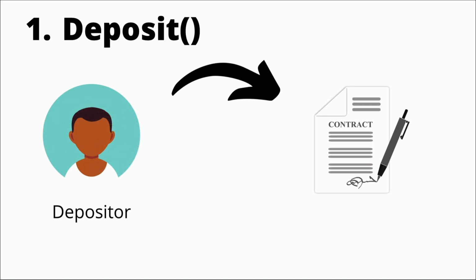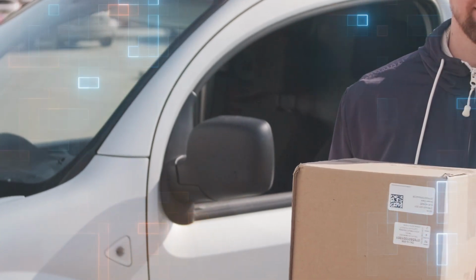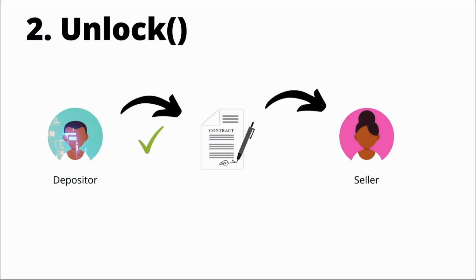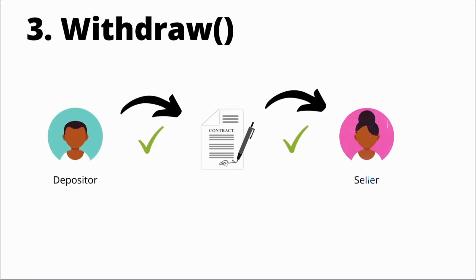Now, the seller sees the funds in the contract and knows those funds cannot go anywhere but to his own address later on. Second, once the seller has sent the product in the real world and you have received it, you as the buyer can enable the withdrawal for the seller in the smart contract by calling unlock. And thirdly, now the seller can call the withdrawal function to receive the Ether. So that's what will happen on a high level.